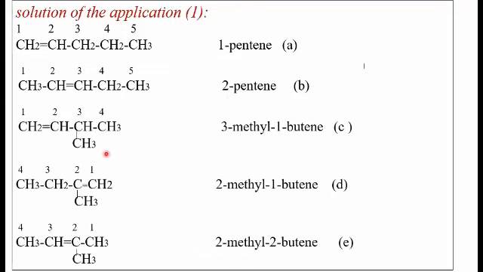Now I want to take the branched chain, respecting the position of the double covalent bond, but I want to make a ramification. I want to make a methyl group here on the third carbon atom, because I want to begin numbering nearer to the double covalent bond. So we have a methyl group on the third carbon atom and a double covalent bond on the first carbon atom, and the nomenclature is 3-methyl-1-butene.